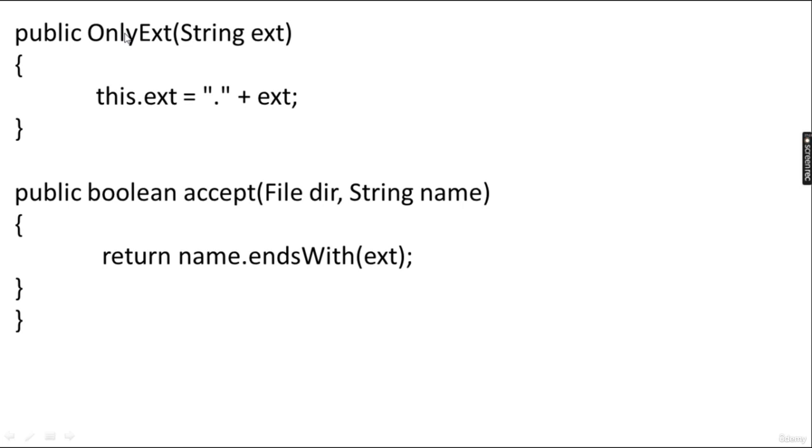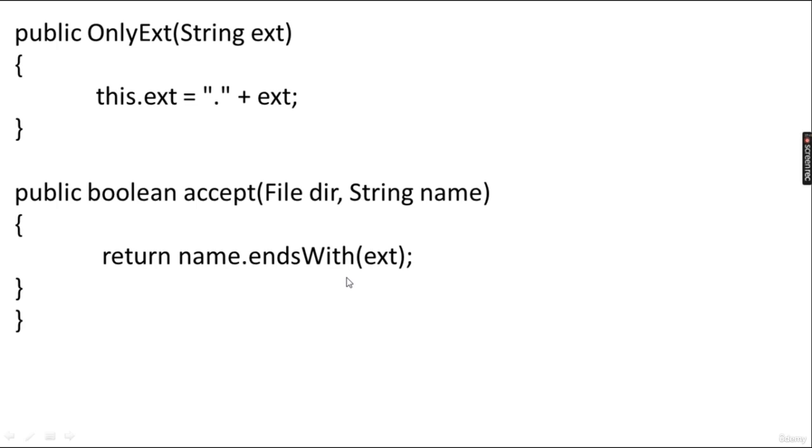anything like your PowerPoint file, your PNG file, or your video file. It can be MP4, or your audio file, it can be MP3. So when you are searching for a particular file, files with that particular extension will be extracted from the search when you are trying it in your Windows environment. And the accept method is implemented over here: File directory and String name, return name ends with extension. Okay, and that will be accepted only.